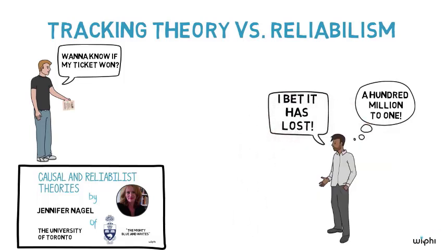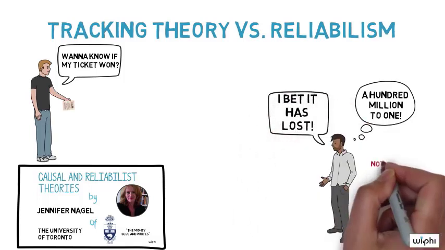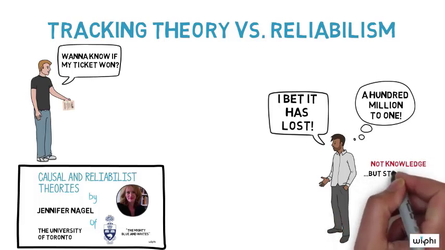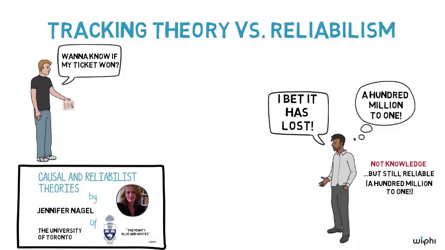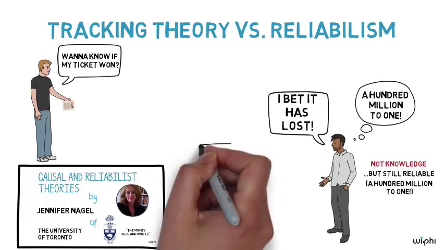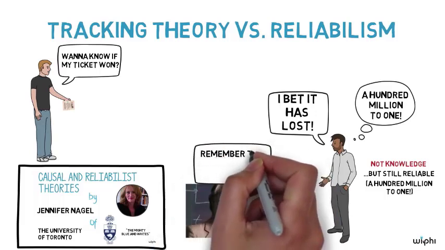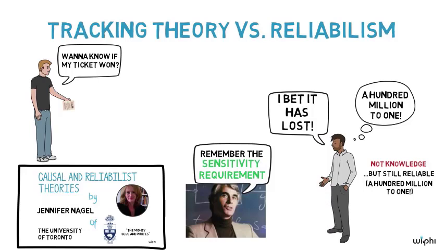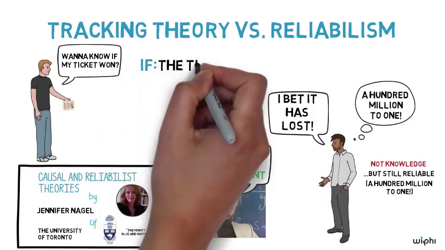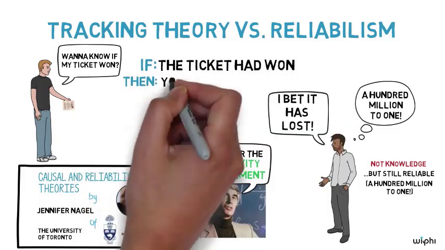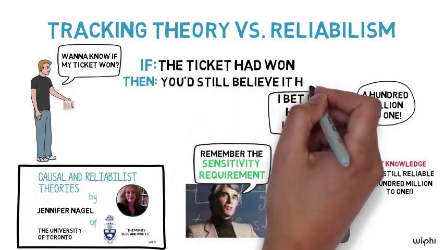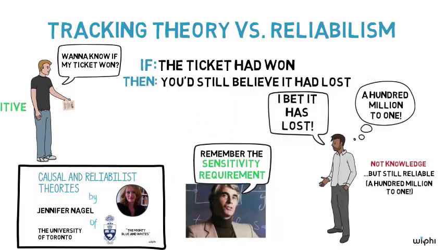Most people would agree that you don't really know that his ticket has lost, despite the fact that this is a very reliable way of forming a belief. The chances of your being wrong, after all, are 1 in 100 million or whatever. But the tracking theory, in particular the sensitivity requirement, correctly implies that you don't know in this case. When your belief is based purely on the odds, if Pierre's ticket were not a loser, i.e., if Pierre had won the lottery, you would still believe that it was a loser. Your belief isn't sensitive, and so you don't know.